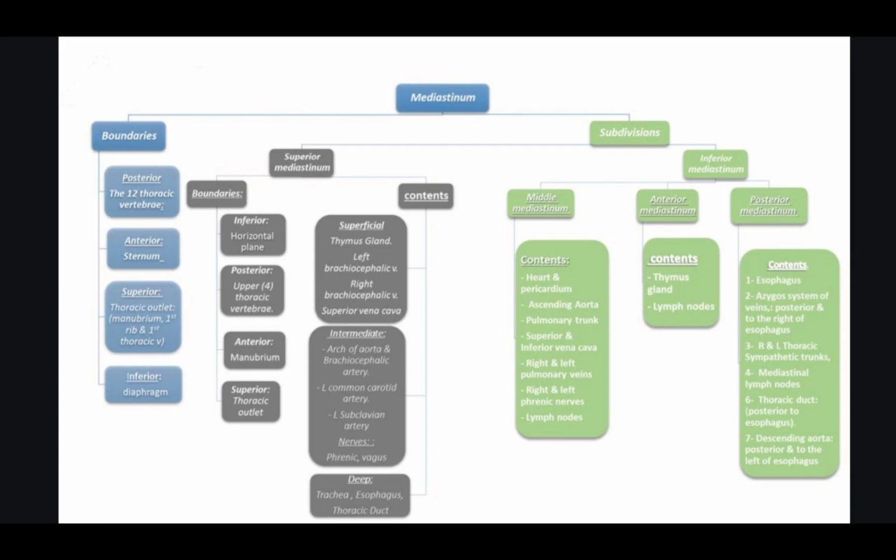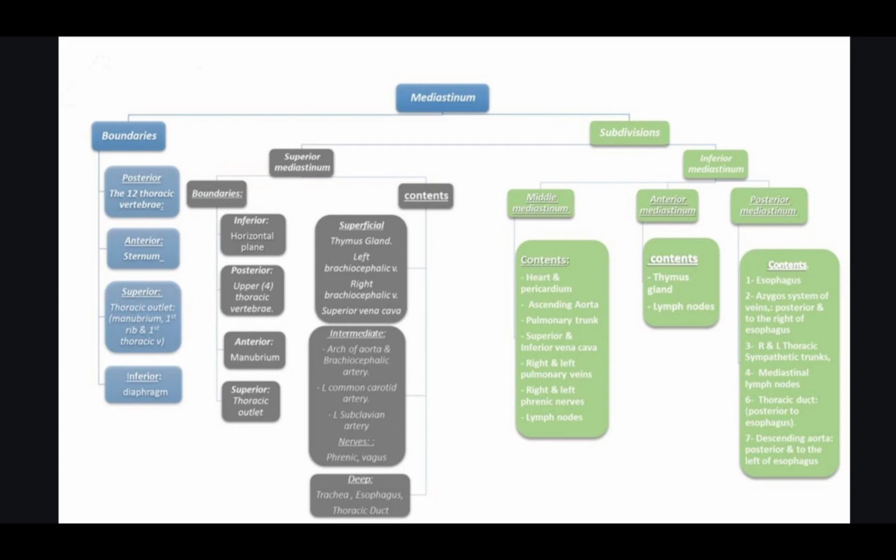And in middle mediastinum the boundaries are the same as anterior mediastinum, but the only difference is on the anterior side. In anterior mediastinum the anterior border is sternum, but in middle mediastinum the anterior border is the posterior border of anterior mediastinum. So don't confuse here. The posterior border of anterior mediastinum is the anterior border of middle mediastinum. So we go to the content.